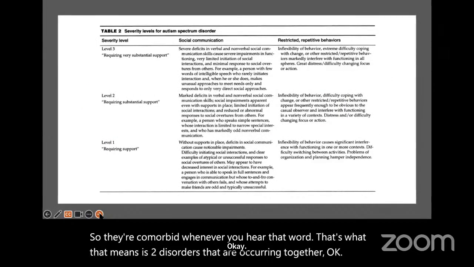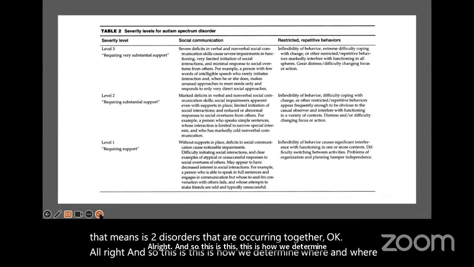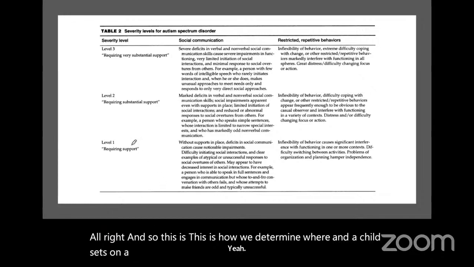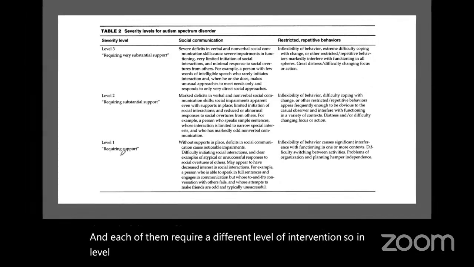All right. And so this is how we determine where a child sits on a spectrum. And if you see each of these levels, we have levels 1 through 3. And each of them require a different level of intervention. So in level 1, requiring support, maybe some parent training, and those types of things.